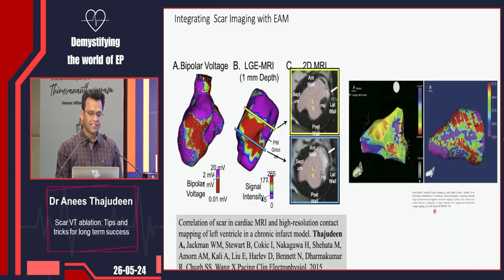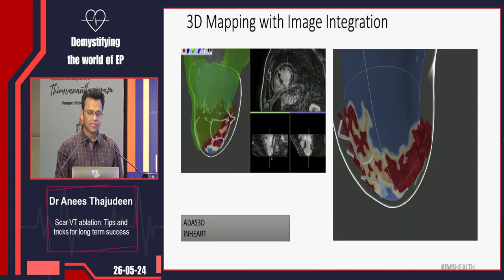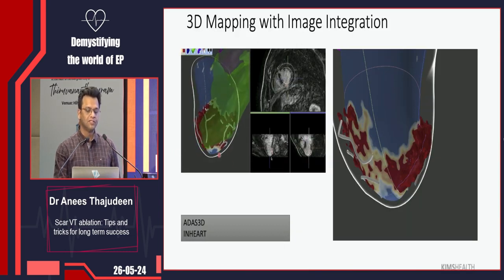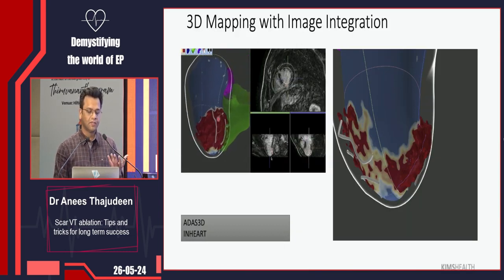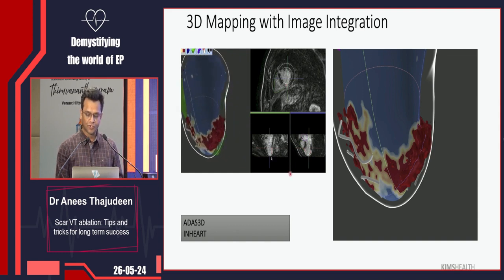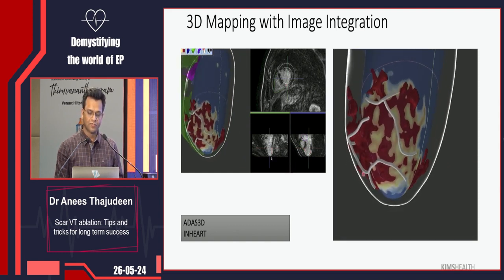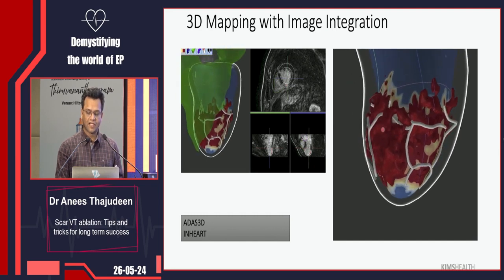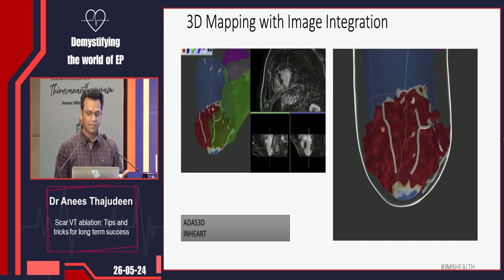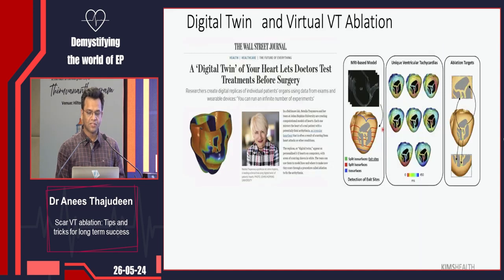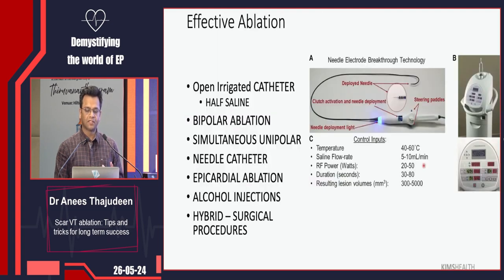We have also done studies with MRI integration in mapping systems. This is now 3D software available from companies which will take the MRI and integrate it with the electroanatomical map, and it will even show, like in this picture, the possible VT isthmuses and tracks which can be targeted. This is not yet available in India, but it can be made available at a higher cost. The latest advancement is creating a digital twin of your heart with the MRI and genetic information, and you can even propose various circuits which may be targeted for ablation.